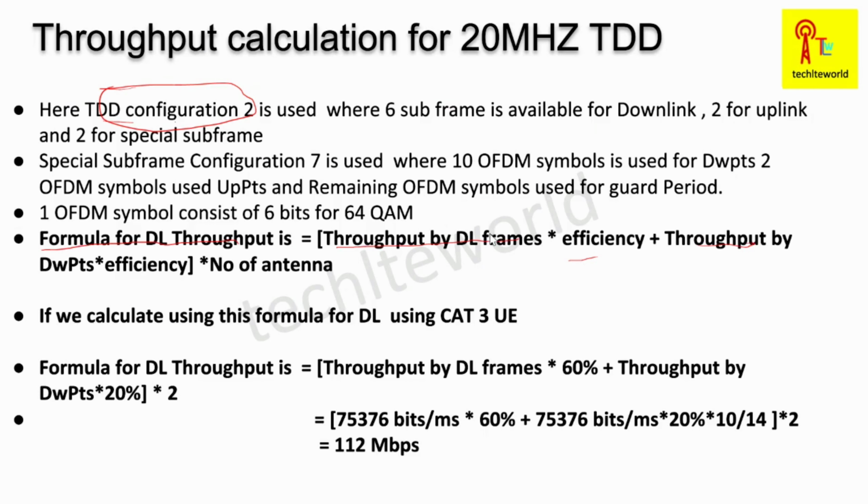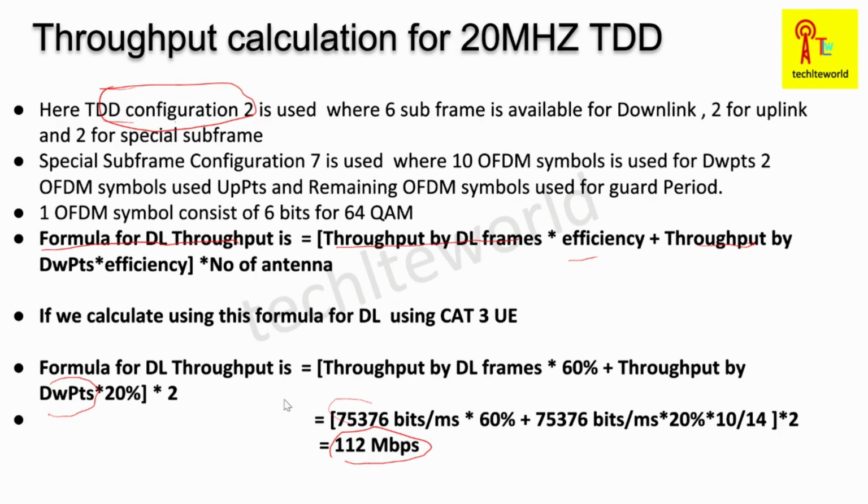So we have used that for the downlink frame, the efficiency is 60%, multiplied with 75376 bits per millisecond, which we got from the table, right? Plus 75376 bits per millisecond multiplied with 20%. The 20% is nothing but the efficiency of the special subframe. This DwPTS comes inside the special subframe, multiplied with 10 by 14. 10 by 14 is nothing but the code rate. And the whole thing multiplied by 2 gives us approximately 112 Mbps. It means that the DL throughput for this configuration for category 3 UE is nothing but 112 Mbps.